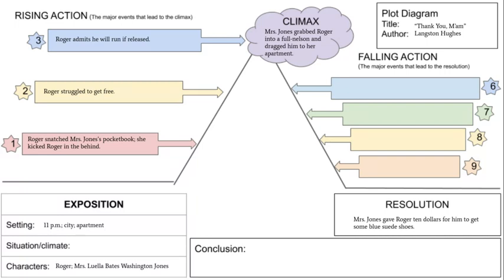And then the conclusion is what happens at the very end of the story. So what happens at the very end of the story? Roger leaves the room saying thank you before she shuts the door. And even though it's never stated in the story, we get the idea that they never saw each other again.